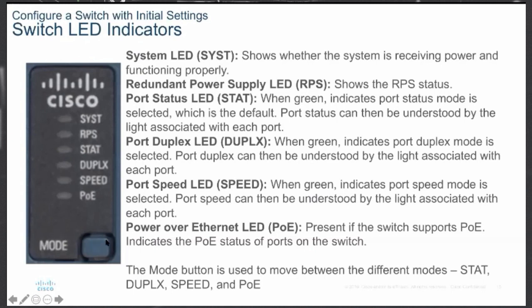Then the last one is the mode. It's a physical button that you could press to switch between different modes like stat, duplex, speed, and then you can switch between these by pressing this physical mode button on the switch. If you have seen the switch, it would be very easy to understand this. If you have not seen the switches, you might want to Google the image of the switch and you will know better what we are talking about.